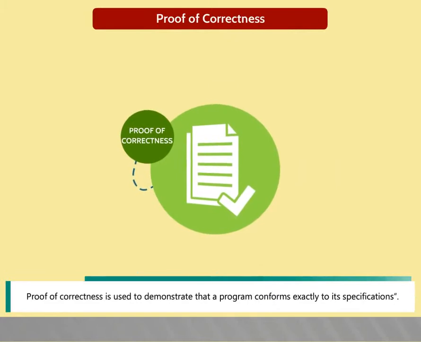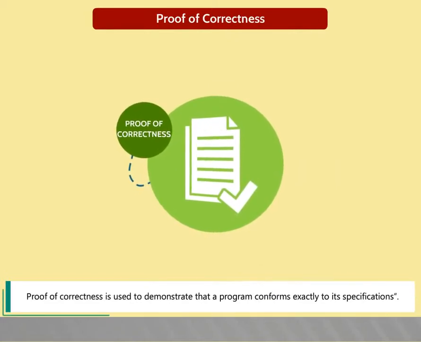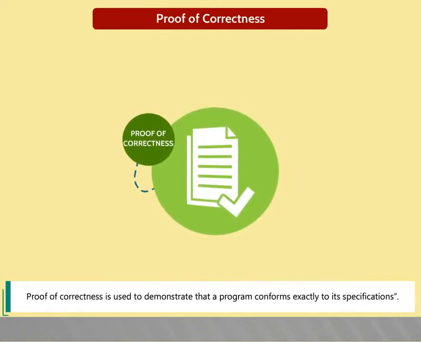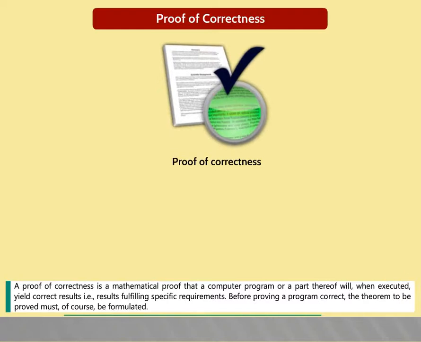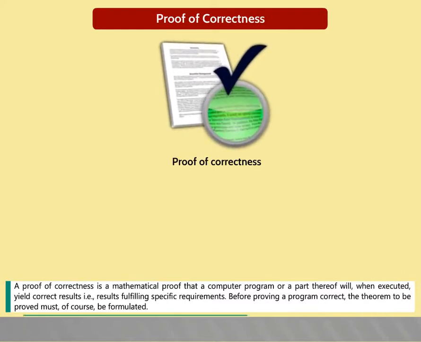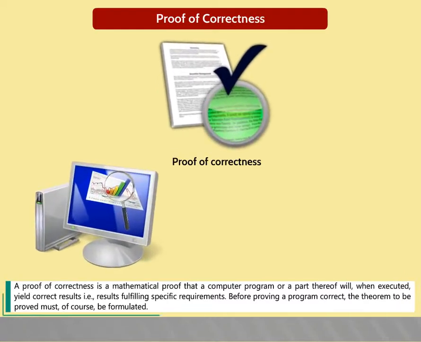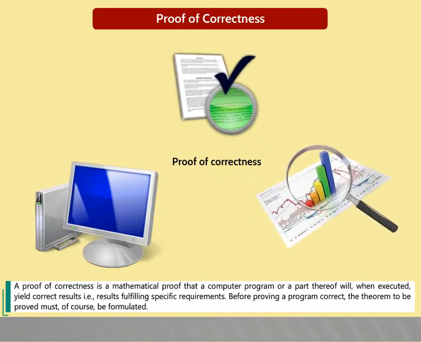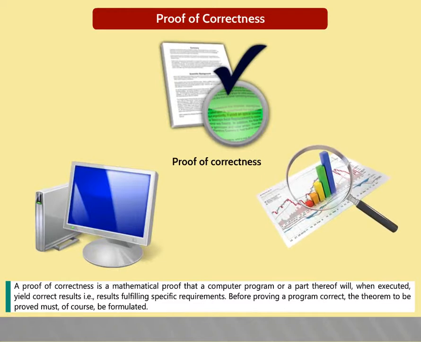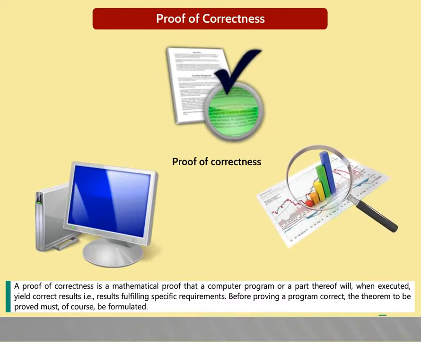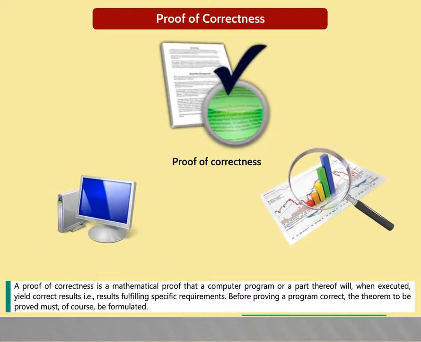Proof of correctness. Proof of correctness is used to demonstrate that a program conforms exactly to its specifications. A proof of correctness is a mathematical proof that a computer program or a part thereof will, when executed, yield correct results, that is, results fulfilling specific requirements. Before proving a program correct, the theorem to be proved must, of course, be formulated.